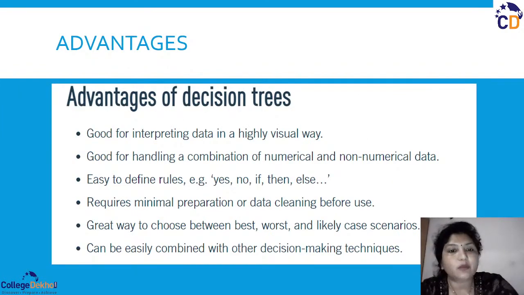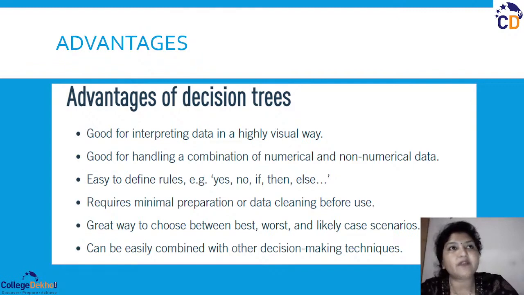It handles a combination of numerical and non-numerical data well. So your data is not meant only for categorical type of data. That's what I am telling you. It could have categorical type of data as well, right? It is easy to define rules, for example, yes, no, if, then, else.